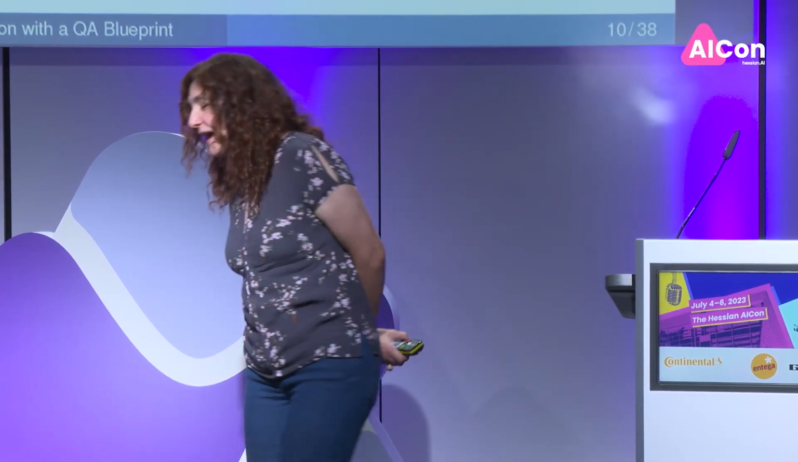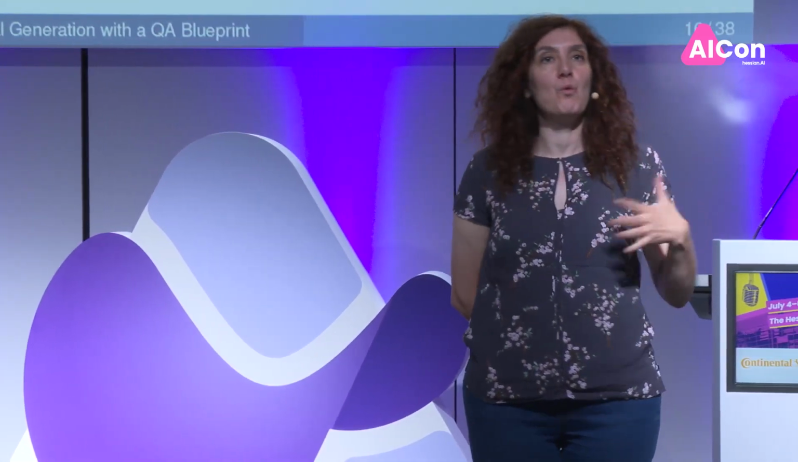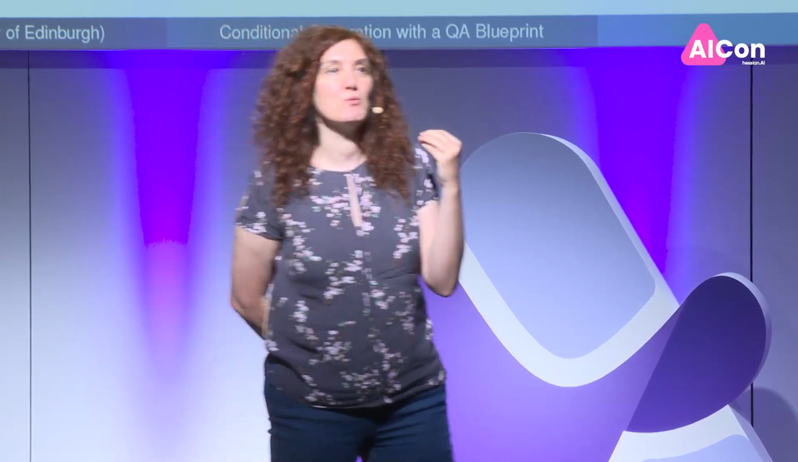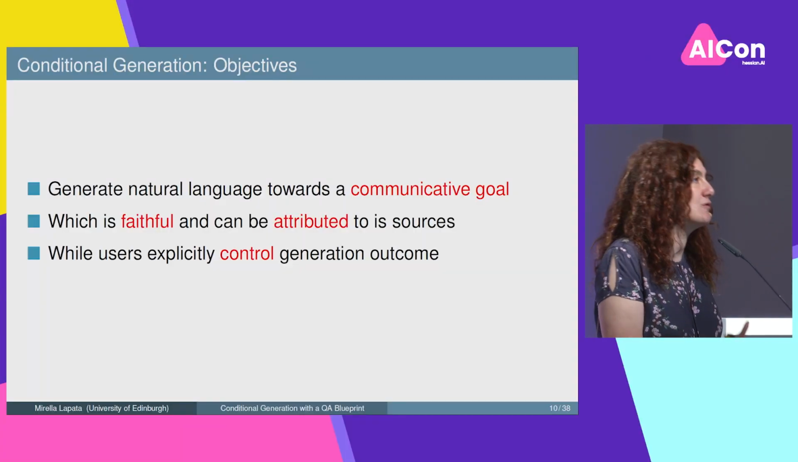So assuming I have this model and I've pre-trained it and I want it to do something for me, now let's think for a second, what do we want generation to do for us? When we build a system to perform natural language generation, what are the goals? First of all, it doesn't happen in the abstract. You have a communicative goal.